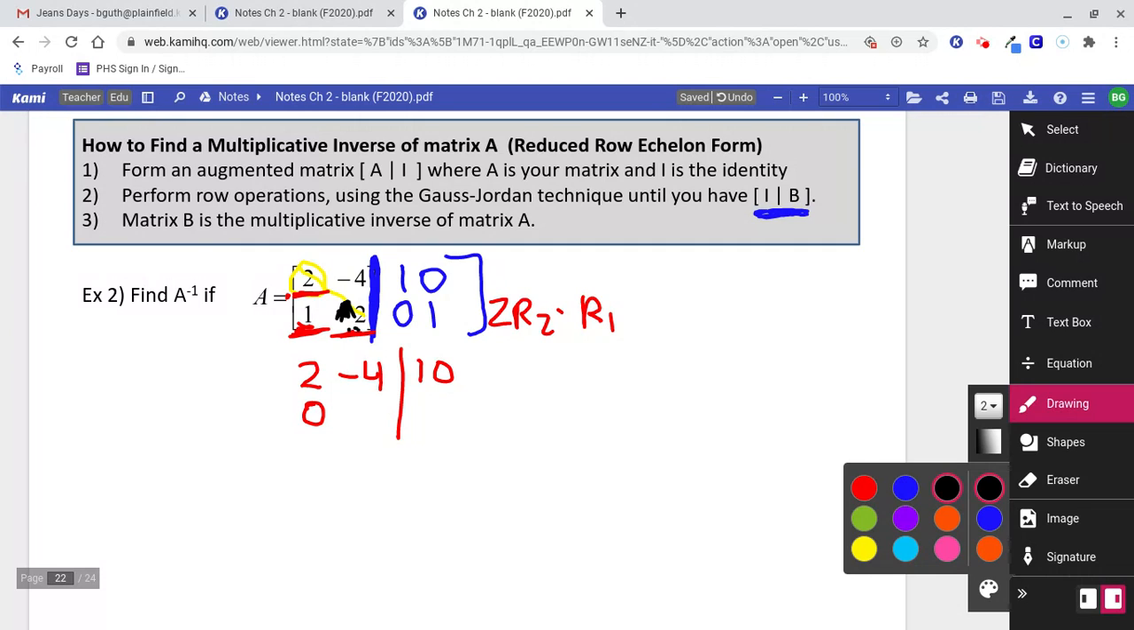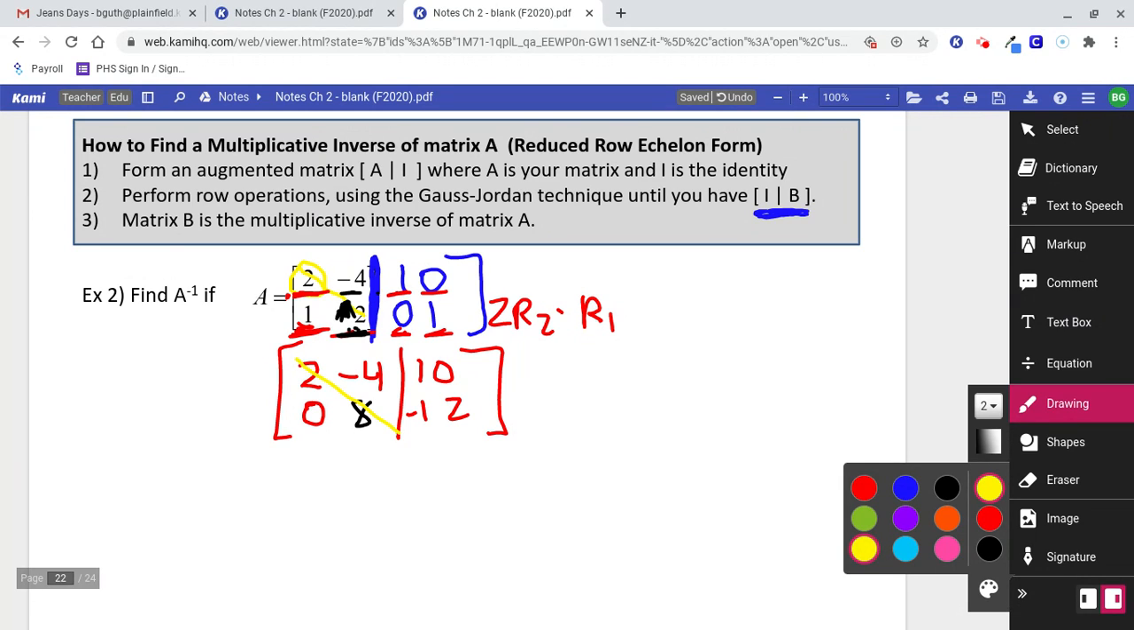So then when we use our rule, that's 2 times 2 is 4 minus negative 4. That's going to be 8. Okay, so notice the change. 2 zeros is 0 minus 1. That's negative 1. 2 of these is 2 minus 0 is 2.